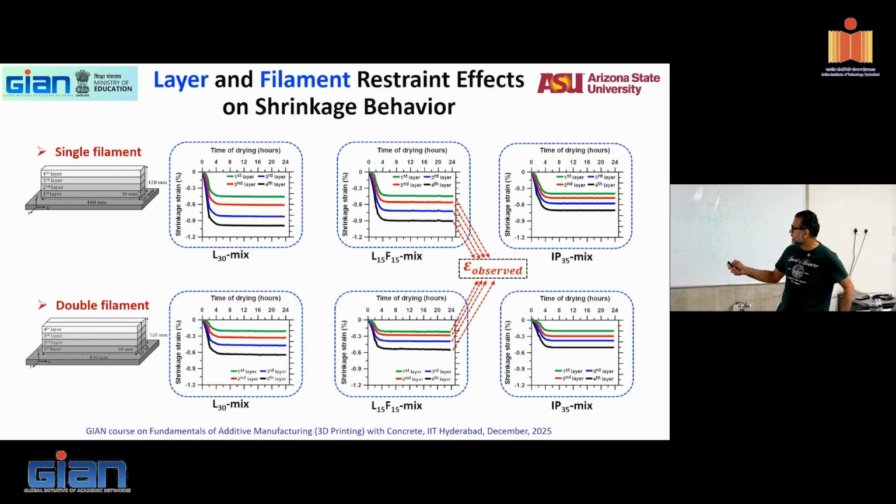So what you can get is the shrinkage at different layers as a function of time for different mixes. And this is for one filament. This is for 2 filaments. And then if it's one filament, so this is your strain after 24 hours. That's your observed strain after 24 hours.